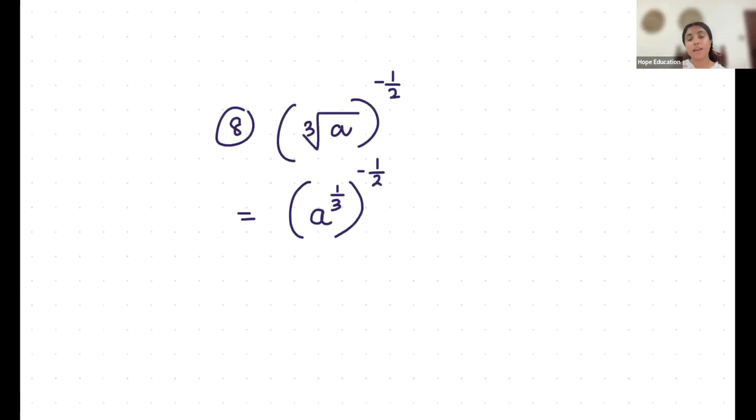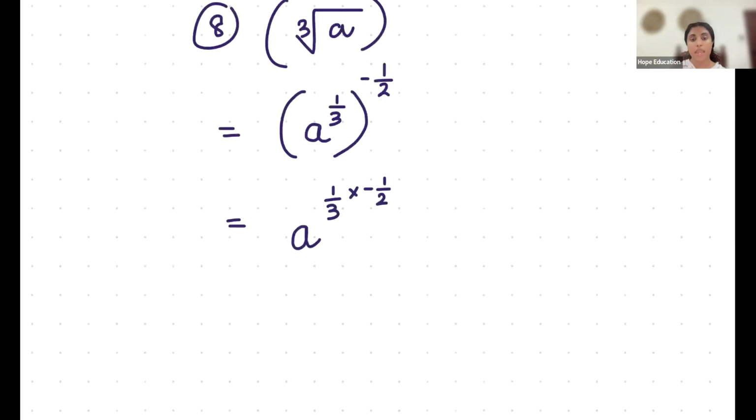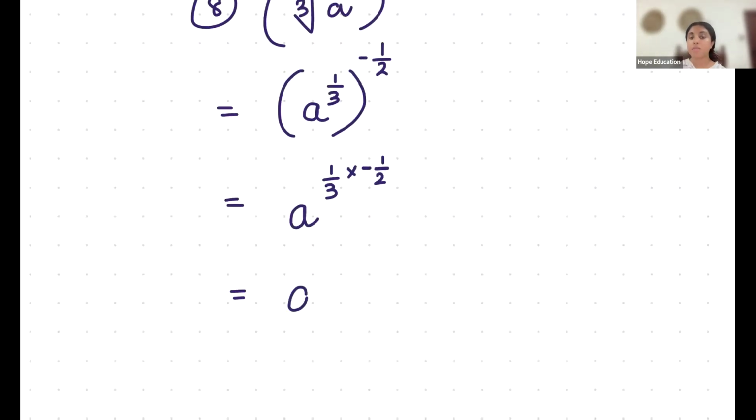Now I can see there are two powers which are separated by brackets. So I multiply these two powers. Here I have 1/3 multiplied by minus 1/2. So A to the power 1 times minus 1 is minus 1. 3 times 2 is 6. That is A to the power minus 1/6.